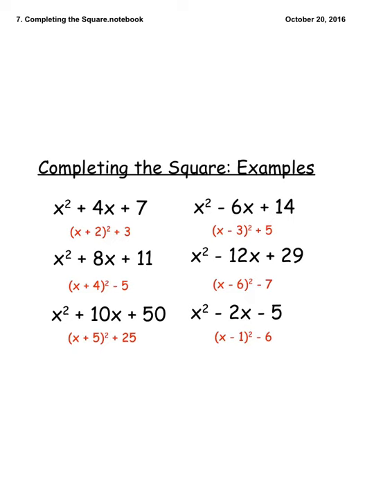(x − 3)² plus 5 for number 4. Number 5 was (x − 6)², take away 7. And the last one, (x − 1)², take away 6.